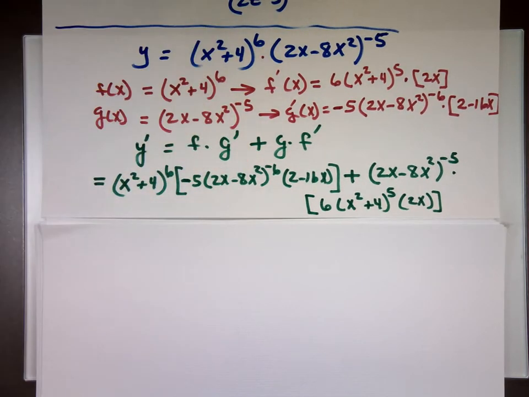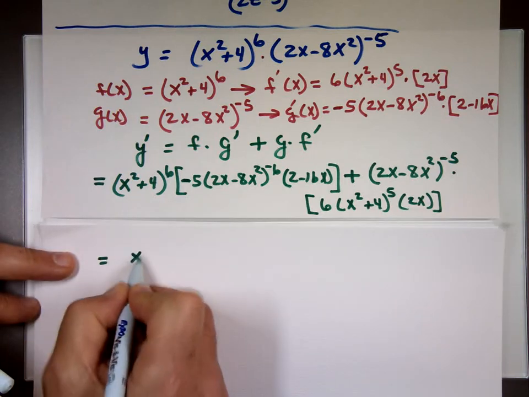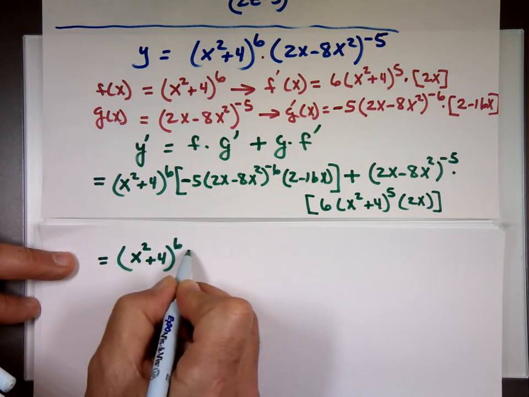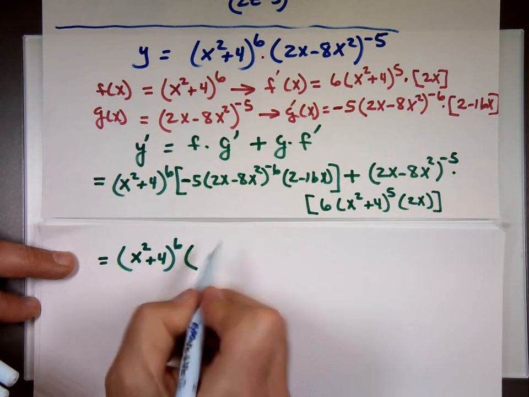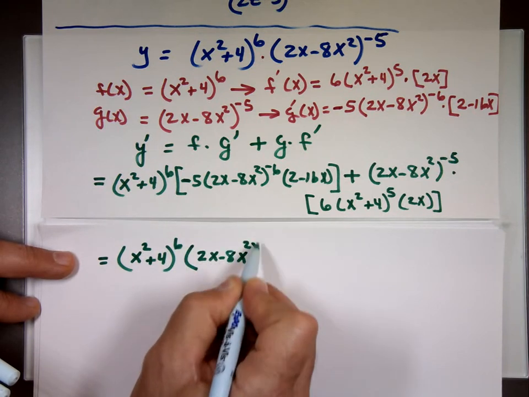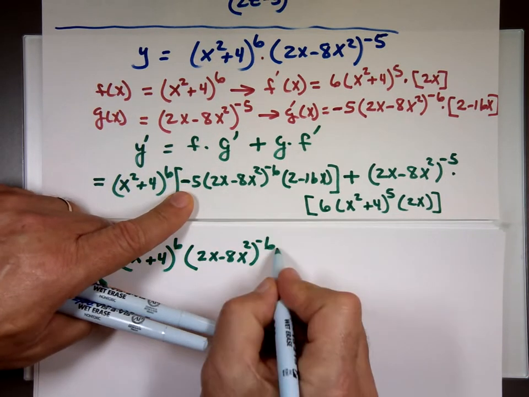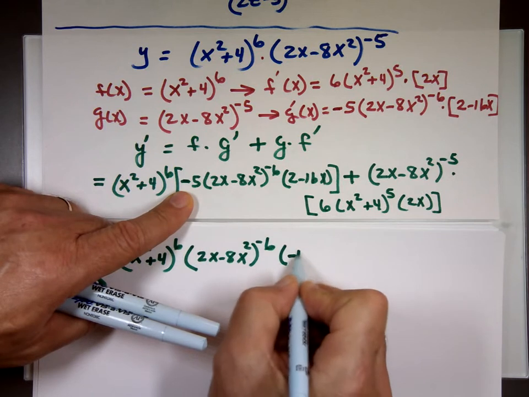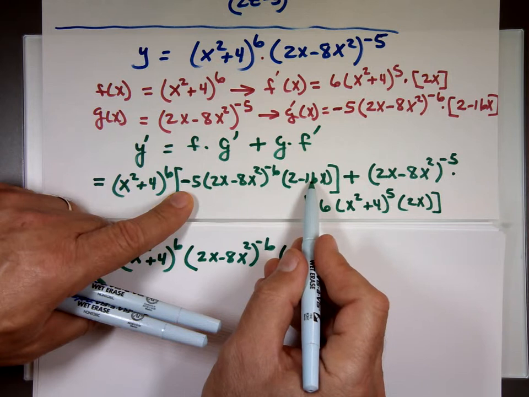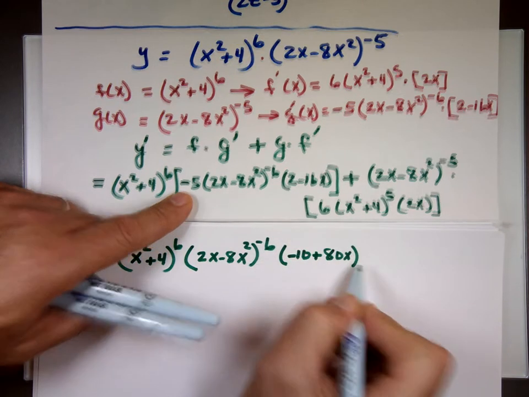If you look at this, the first piece, x squared plus 4 to the 6th power. And if you look at the second piece, that's what? 2x minus 8x squared to what power? Negative 6. And let me multiply the minus 5 times the 2, which is what? Negative 10 plus what? What's minus 5 times 16? Is that 80? That's the first piece.